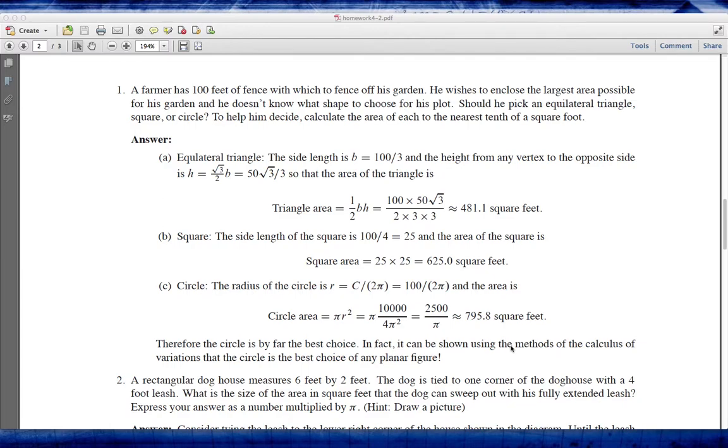In fact, when you go to high school, you see with the method of calculus of variations that the circle is the best choice of any planar figure.